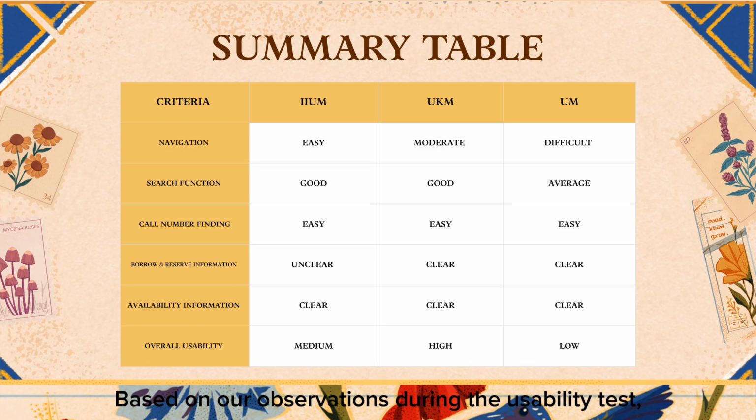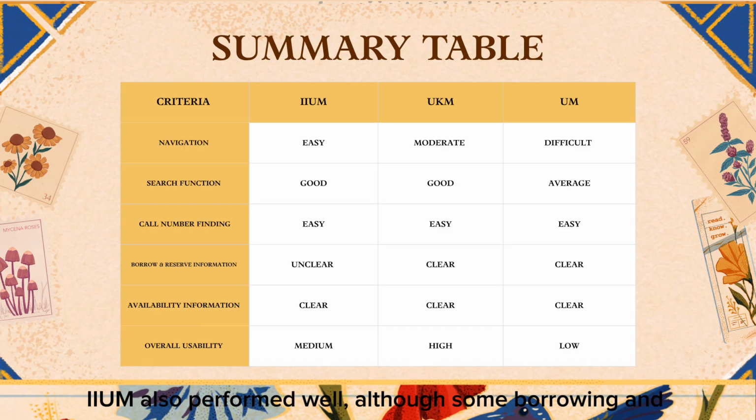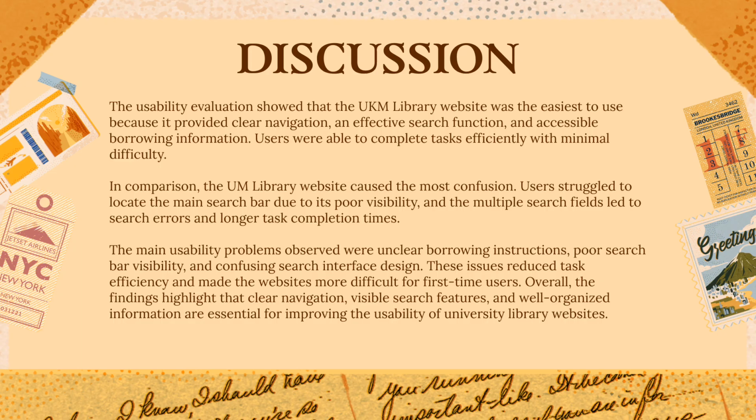Based on our observations during the usability test, UKM achieved the highest overall usability because it offered clear navigation, effective search function, and easy access to borrowing information. IIUM also performed well, although some borrowing and reservation information was less straightforward to locate. UM presented more challenges, particularly in navigation and locating the main search function, which resulted in more hesitation and repeated attempts by the user. So next part is discussion.